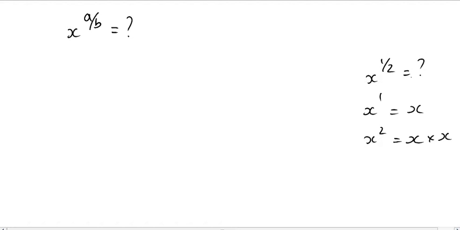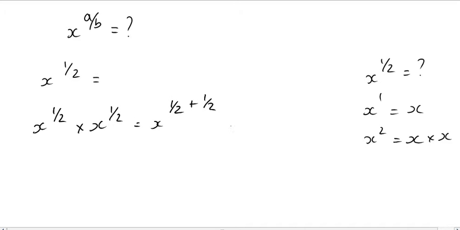Let's take a look at that. X to the power of 1/2. Let's use what we know to try to figure that out. Well, we can say that x to the power of 1/2 times x to the power of 1/2 would be equal to x to the power of 1/2 plus 1/2, which would be equal to x to the power of 1, which is equal to x. So we had something here that we multiplied by exactly the same thing, and we got our original x.